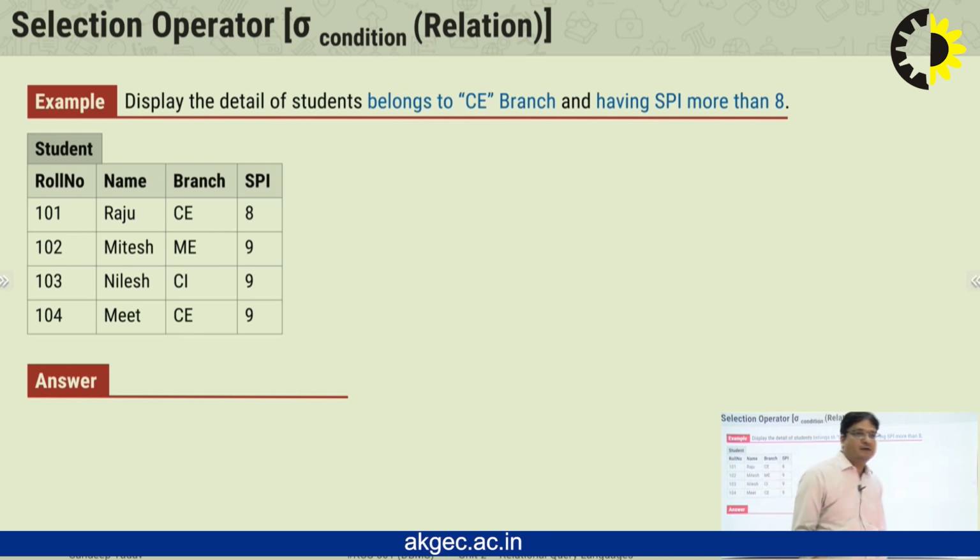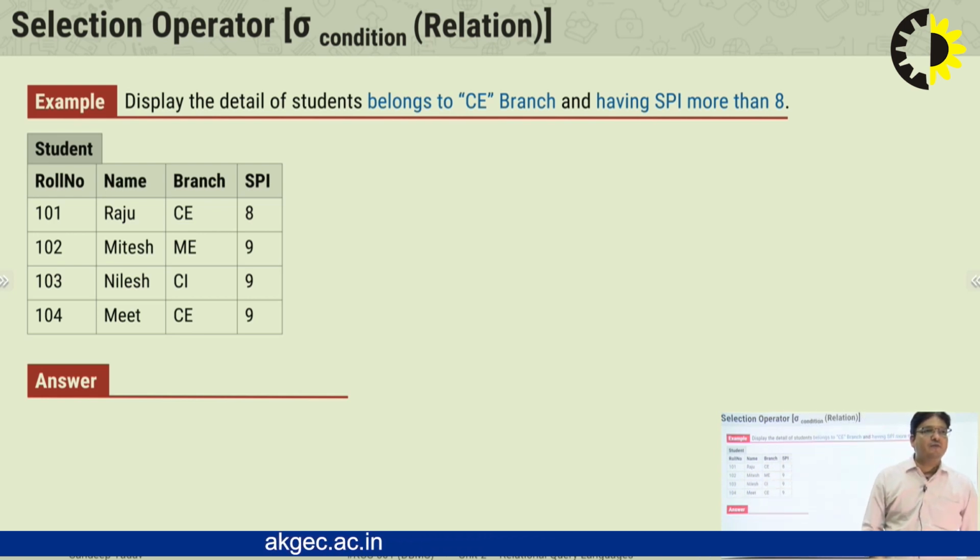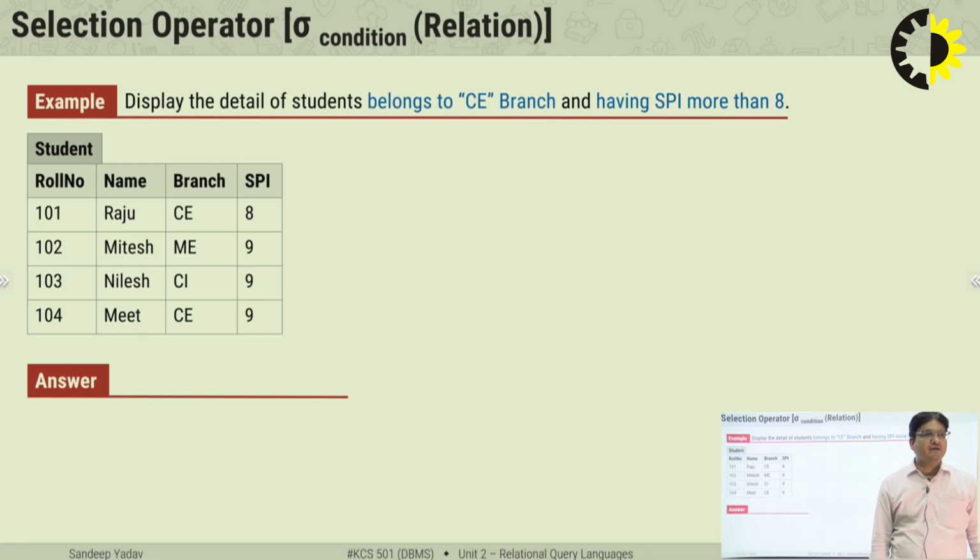Next, display the details of students belonging to the civil engineering branch and having SPI more than 8. Now this consists of 2 conditions. First, the branch should be civil engineering, and second, SPI should be more than 8. Again, this is the table. Now we have to write the query in relational algebra. So how to write it?